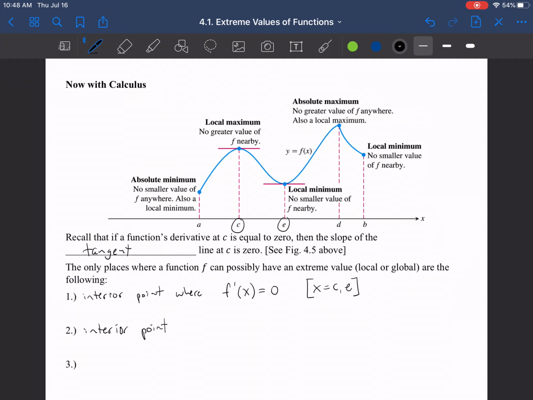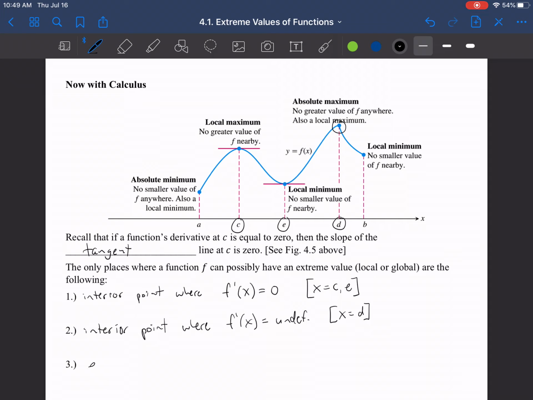The next would be an interior point where f prime of x is undefined. Okay, that can happen there. That occurs at x equals d right there. We don't have a slope at this point up here. We have a corner right there. So we cannot do a slope there. We can't do a tangent line there. It's not smooth and continuous.